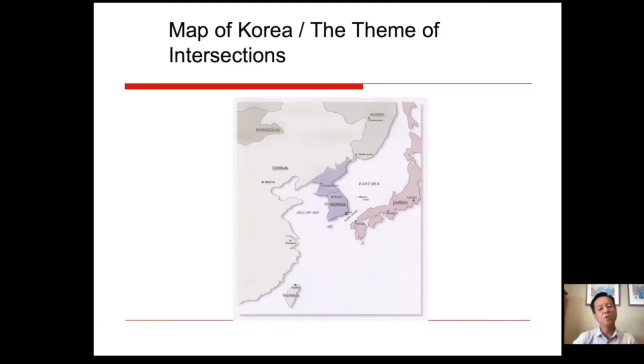Korea understands itself, and I'm sure you are going to engage a lot with this, as a shrimp among the whales. Whenever there's a clash of ambitions between, say, China and Japan, or Russia and Japan, it's Korea that gets squashed. And that's been a very important part of Korea's history.